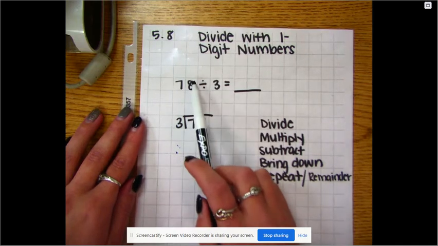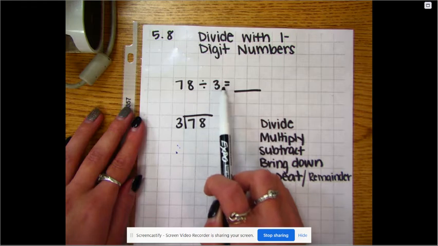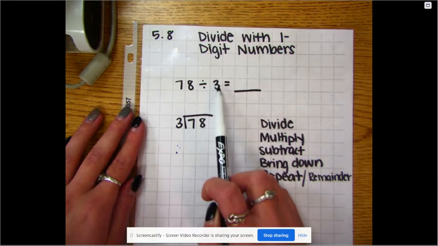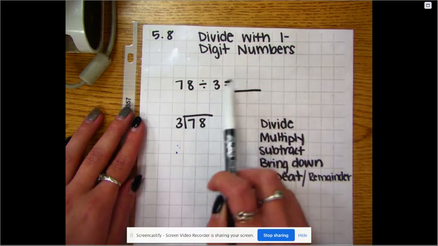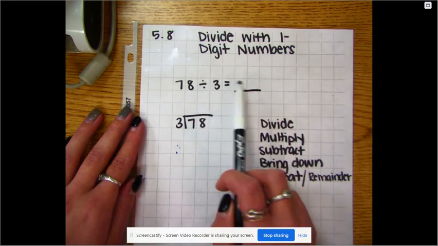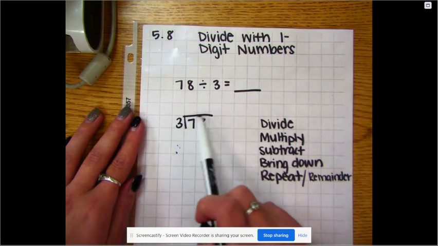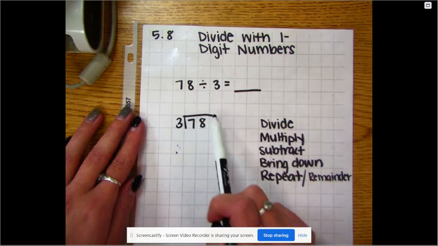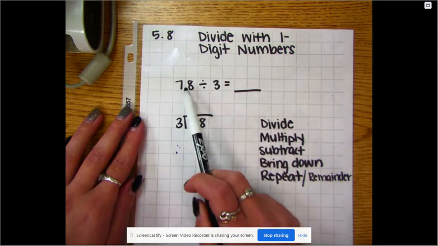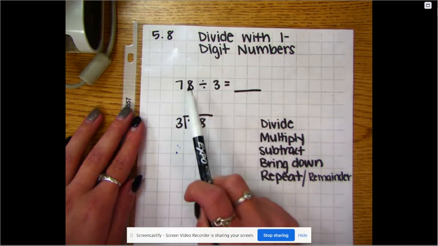Let's look at our dividend, 78. What are we dividing by? What's our divisor? 3. So let's find our quotient. When we have 78 divided by 3, we're going to be using this method in the standard algorithm that I call a garage. So when I have my garage, I'm going to think of these two numerals as cars.